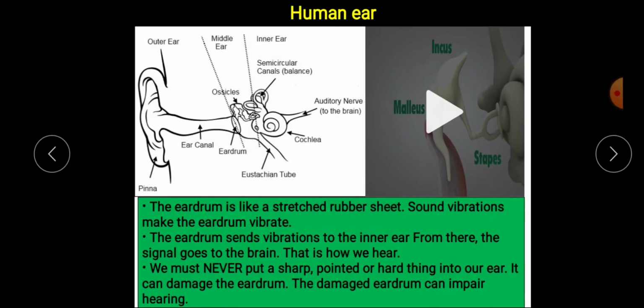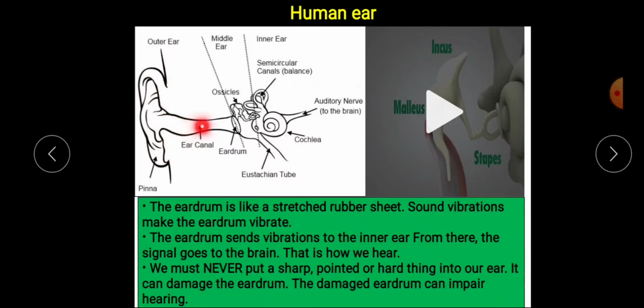The human ear can be divided into three parts: the outer ear, middle ear and inner ear. The outer ear comprises the ear pinna, which we can see. The flap-like structure which we call the ear is actually the ear pinna, and this ear pinna leads to a canal that is called the ear canal. So the ear pinna and ear canal comprise our outer ear.